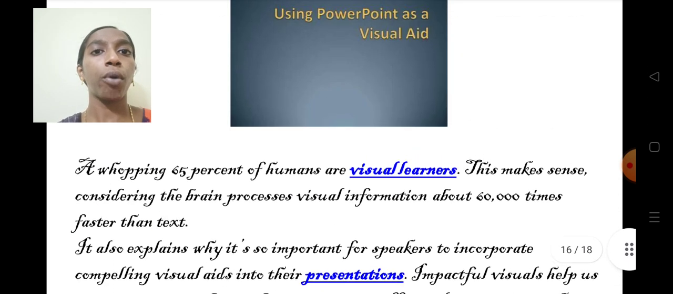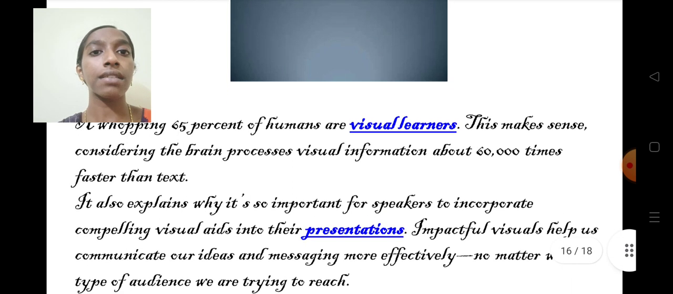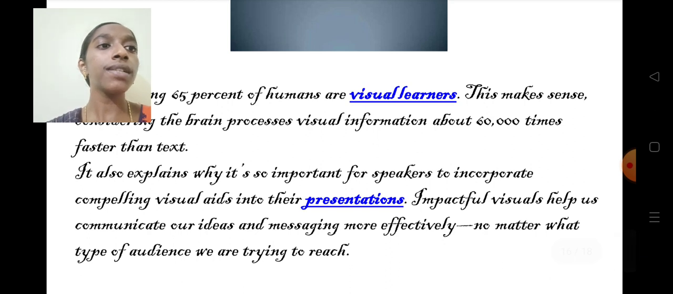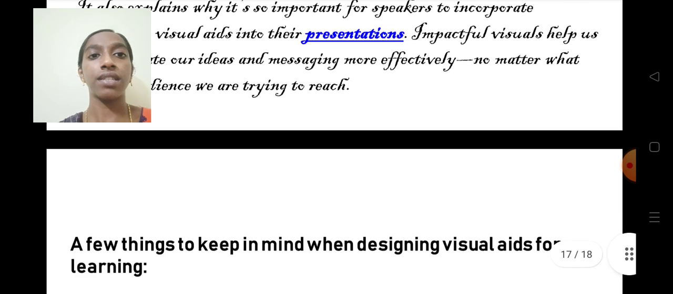Then PowerPoint. A whopping 65% of humans are visual learners. This makes sense considering the brain processes visual information about 60,000 times faster than text. It also explains why it's so important for speakers to incorporate compelling visual aids into their presentations. Impactful visuals help us communicate our ideas and messaging more effectively, no matter what type of audience we are trying to reach.